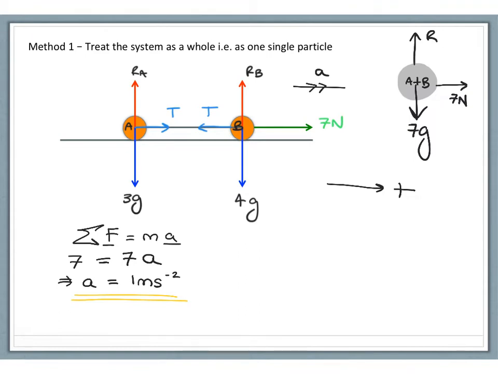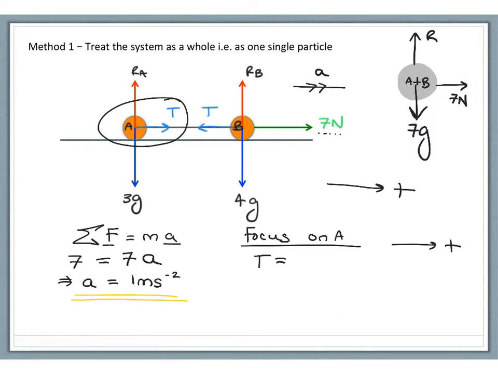So to do that, we would then have to focus on one of the particles, either of them. I'm going to focus on particle A. And again, I'm going to choose going to the right as positive. Now, if we look at the forces acting on A, the only force acting horizontally and directly on A is T. Remember, the 7 newton force acts on B directly, not on A. So the resultant force is T going to the right, which equals the mass of A, which is 3, multiplied by its acceleration 1, which gives us a tension force of 3 newtons. And this is one way of solving the problem.